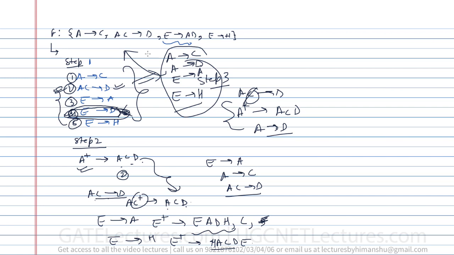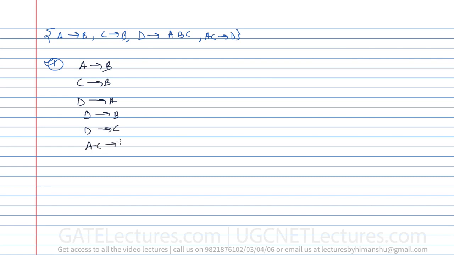Let me take one more example, and that will be the last example here. Assume the functional dependencies given are A determines B, C determines B, D determines A, B, C, and AC determines D. So check step 1. Step 1 is, if there is a functional dependency with multiple attributes on the right, break all of them. After step 1 it will be A determines B, C determines B, D determines A, D determines B, D determines C, and AC determines D.